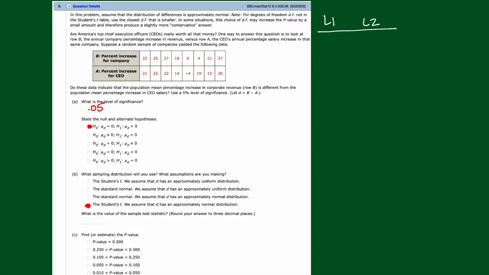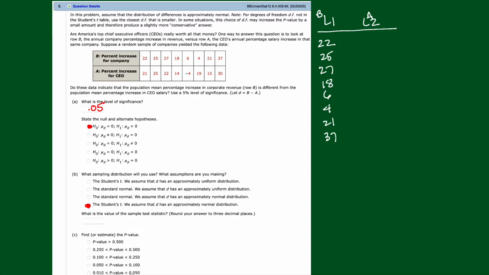All right, so I'm going to use this one here for B and this one for A. So put in the B numbers. Go ahead, I'll read them down. It's going to be 22, enter, 25, enter, 27, enter, 18, enter, 6, enter, 4, enter, 21, enter, 37, enter.